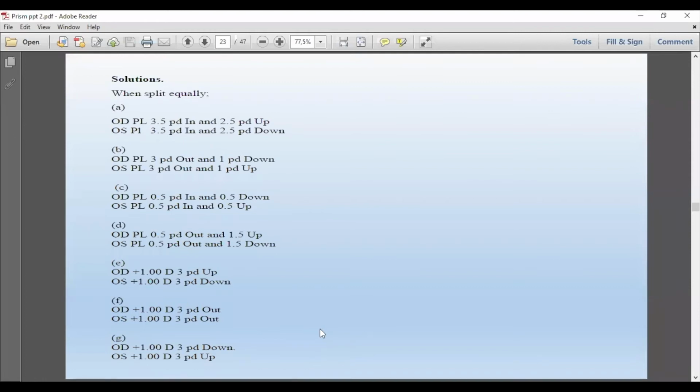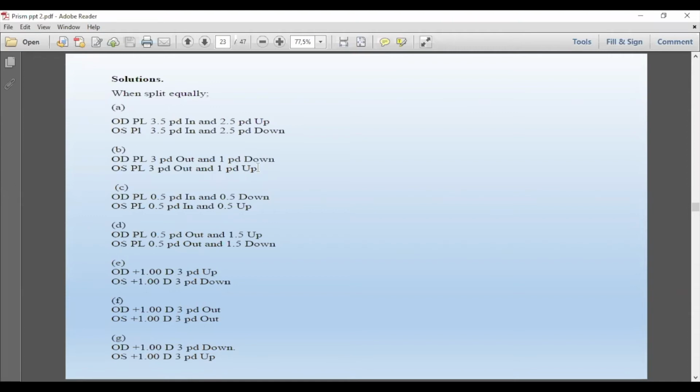Okay, right. These are your answers over here. Just split them equally. Right eye was 3 prism diopters in, 2.5 up. Left eye 3.5 in, 2.5 down. So you can see they split equally. 2.5, 2.5, 3.5, 3.5. Left B, 3 base out. Left eye also 3 base out. They split equally because the total there was 6. 1 base down, 1 base up.